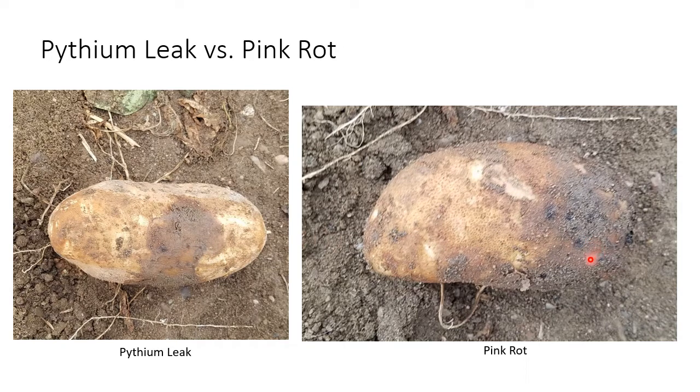One difference between these two photos is that in the pink rot photo, the infections occurred at the point of the stolon attachment. So in this case, the pink rot pathogen has infected the potato plant, and the underground stems or stolon have then just grown by direct contact out into the potato tuber. In this case, with Pythium leak on the left, the leak pathogen is infected through either an eye or a lenticel. And so they're very different in the way that they may look in the field.